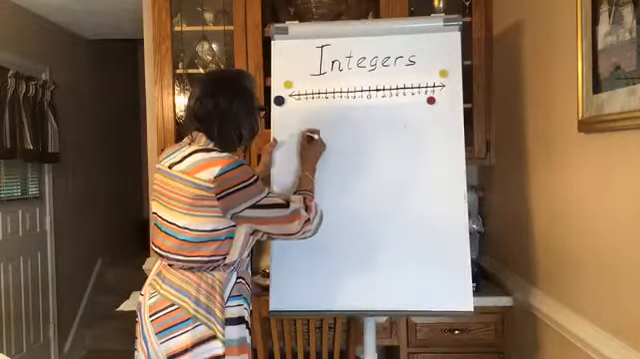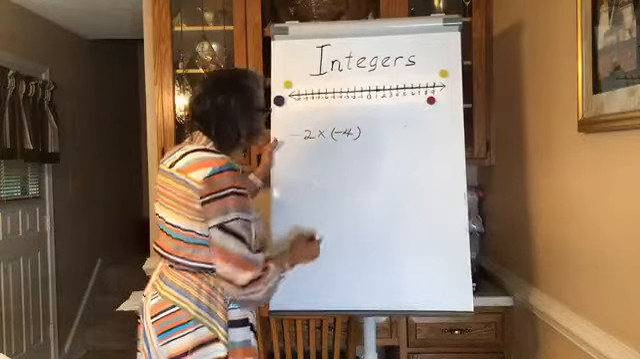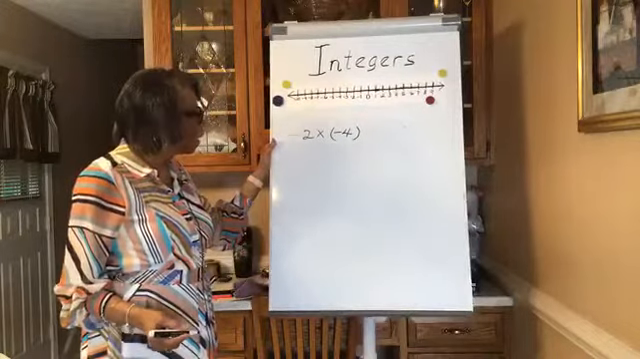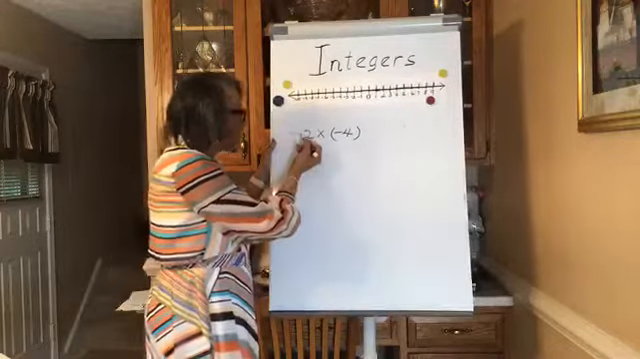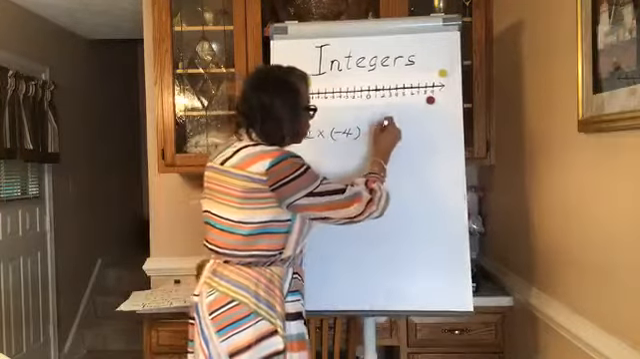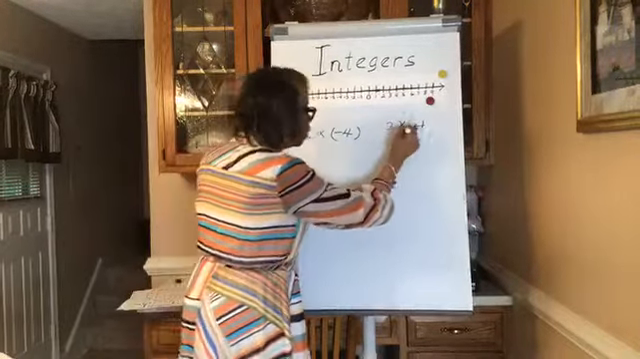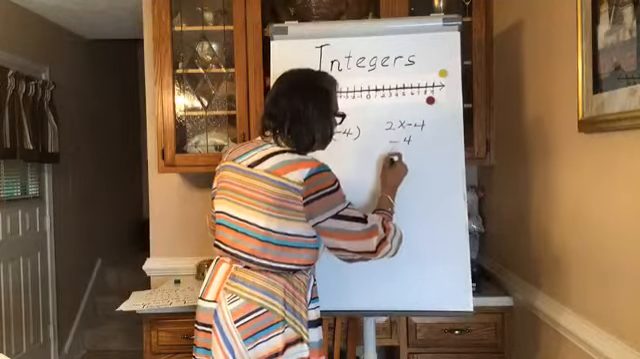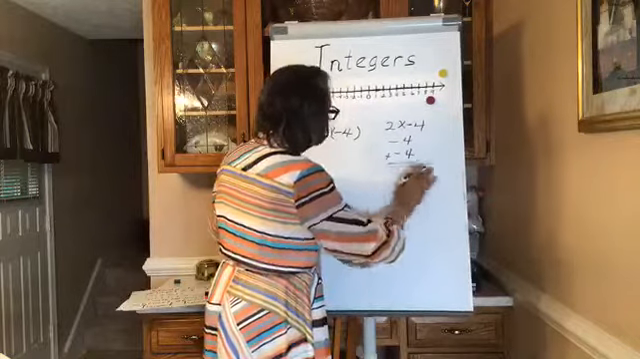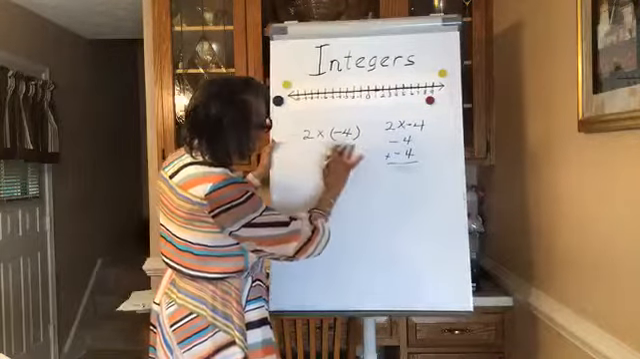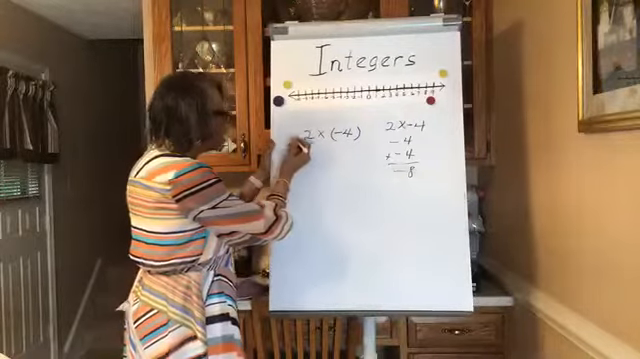All right, let's do -2 times -4. Right away we know we're going to do 2 times 4. So this is what I'm doing over here, 2 times 4. And so 2 times -4 is -4 plus -4, that's negative four plus negative four. And that's -8. All right, but this says -2.